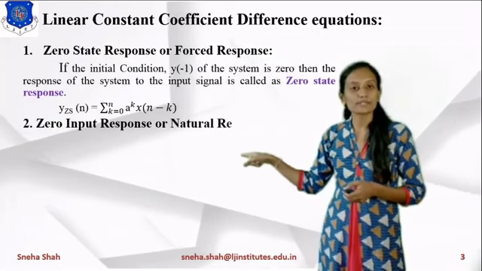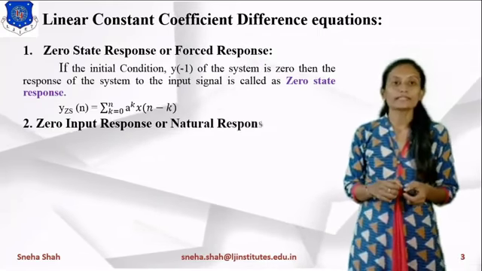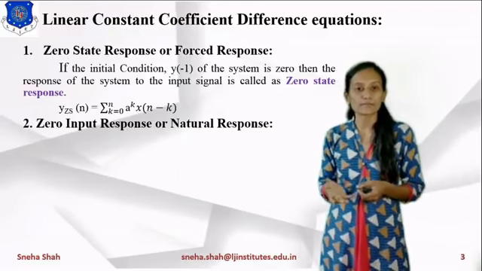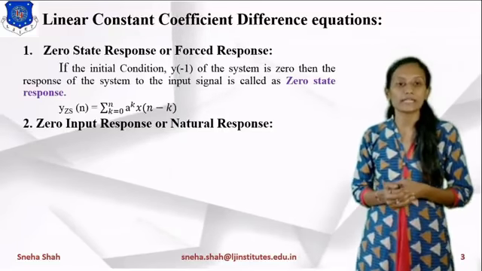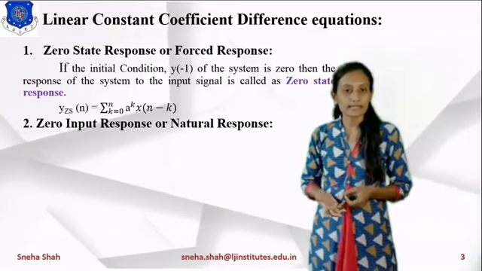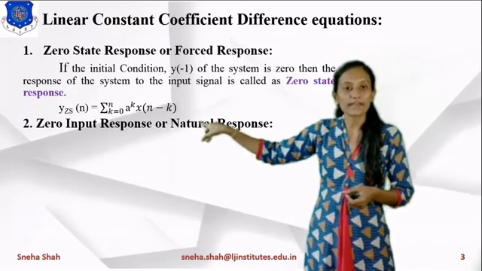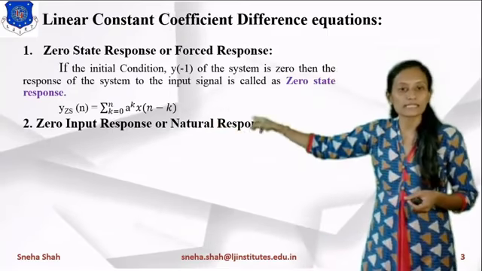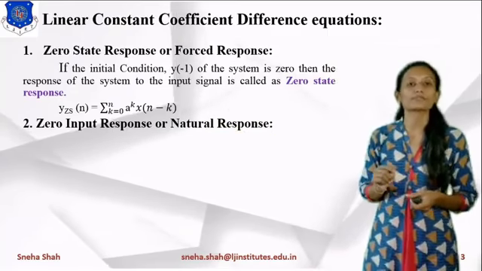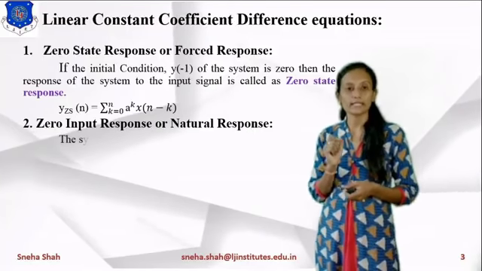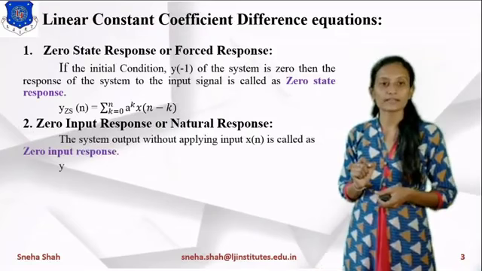So what is the zero input response? If we make the input signal equal to 0, then it will give you the response, so it is considered the zero input response. And what is the input signal? Input is represented as x. So all the terms of x become equal to 0. So this term becomes equal to 0, and it gives you only the value of the initial conditions. Then it is considered a natural response.